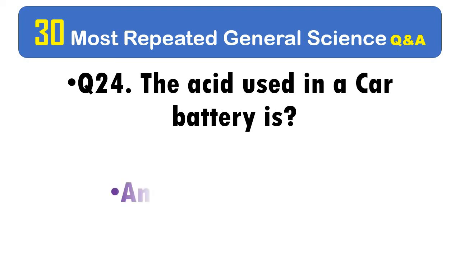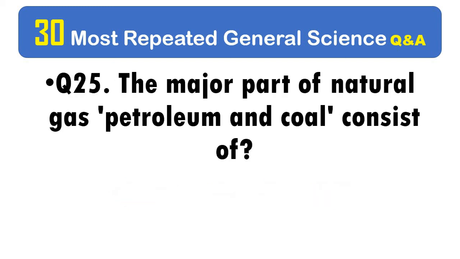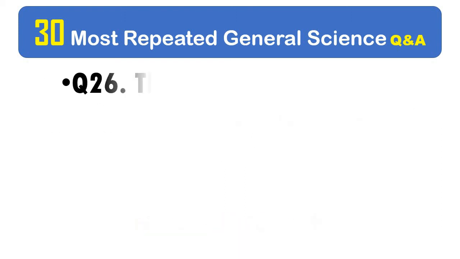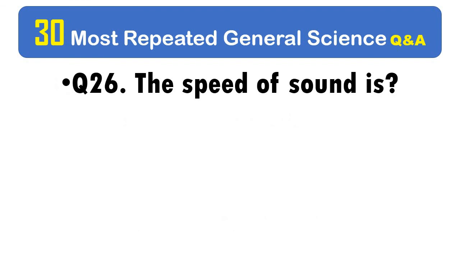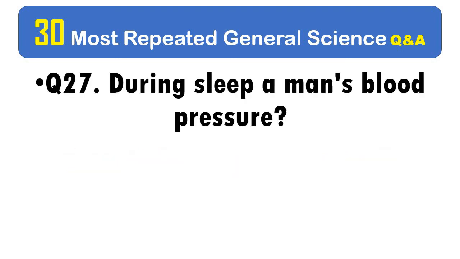Answer is sulfuric acid. Question number 25. The major part of natural gas, petroleum and coal consist of. Answer is methane. Question number 26. The speed of sound is. Answer is 340 meters per second. Question number 27.